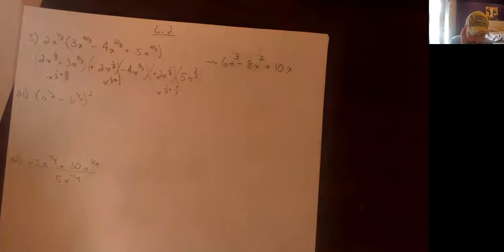And I have 1/3 plus 5/3. This is a negative 4. I've multiplied and I have a negative. I'm still adding my exponents. So 6/3 is x squared. Then I have a positive and a positive, so I'm adding. I have 2 times 5 is 10, and I have x to the 1/3 plus 2/3 is x to the 3/3, so 1x. So number 5 is 6x cubed minus 8x squared plus 10x.